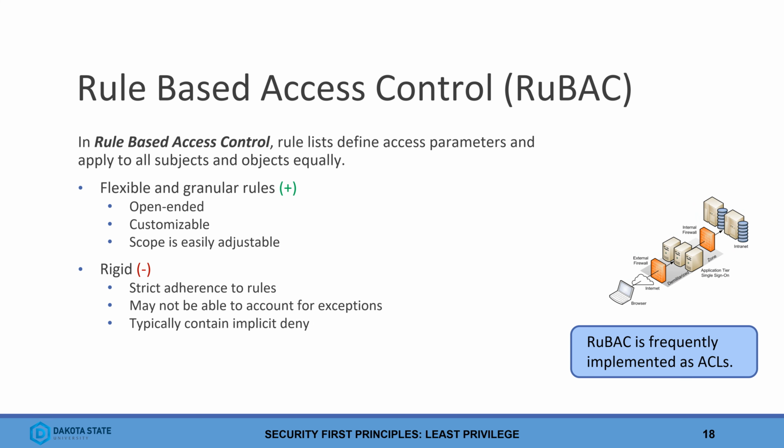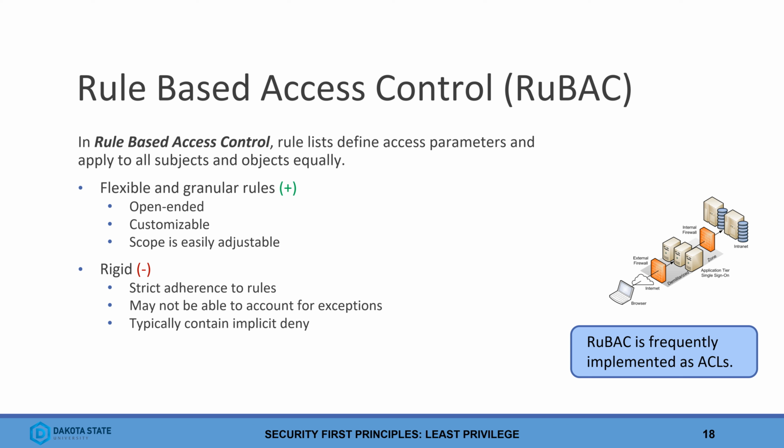In rule-based access control, or RUBAC, note the acronym there and how similar it is to RBAC, rule lists define access parameters and apply to all subjects and objects equally. RUBAC is a predefined list of rules to determine access with additional granularity controls, such as when, where, and if the system will allow you to read, write, or execute on special conditions.